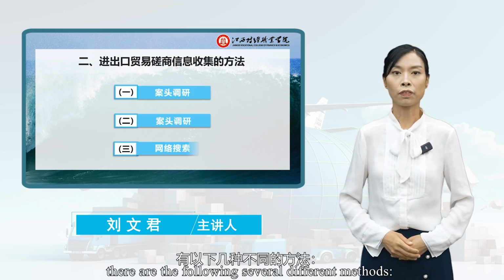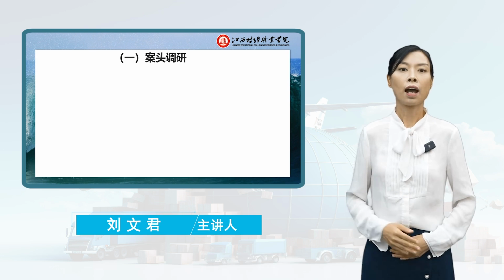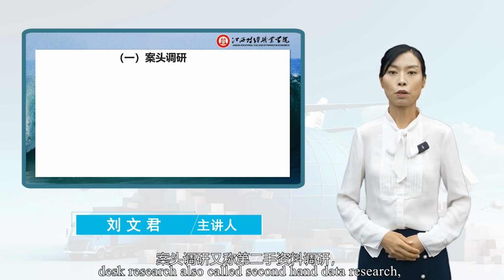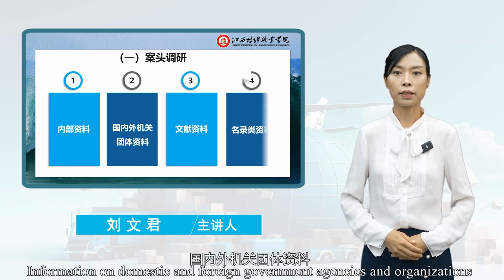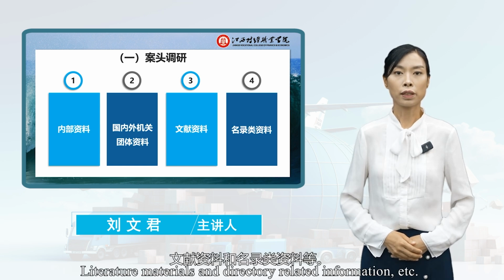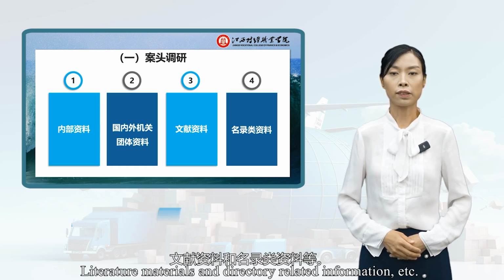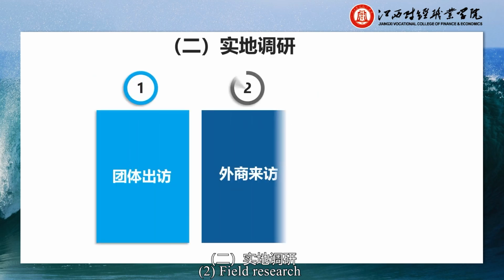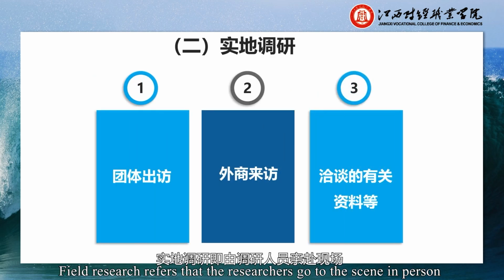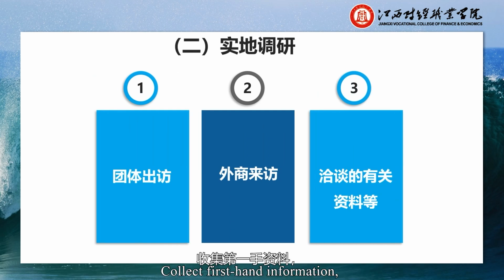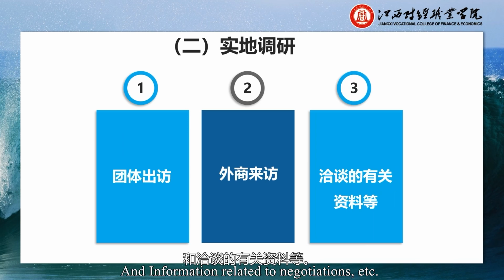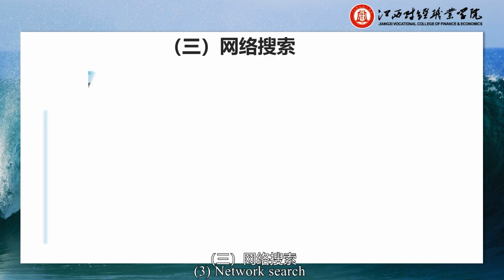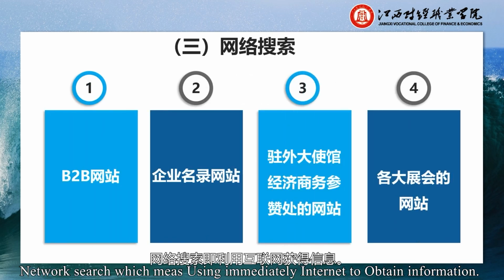There are the following several different methods. First, desk research. Desk research, also called second-hand data research, mainly includes internal information of domestic and foreign government agencies and organizations, literature materials, and directory-related information, etc. Second, field research. Field research means that the researchers go to the scene in person and collect first-hand information, including group visits, foreign visits, and information related to negotiations, etc. Third, network search, which means using the internet to obtain information.